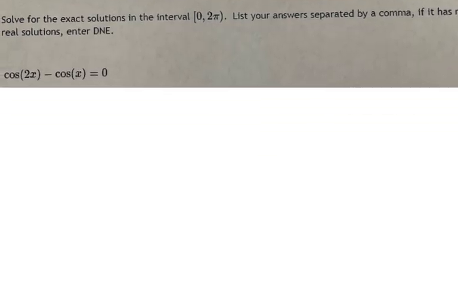Perfect. All right, let's look at this one. Solve for all exact solutions between 0 and 2 pi. List your answers separated by commas. If it has no solution, enter D and E. We're getting into, I could make a mistake at any point along here. I think I know what to do here. But I could go off the rails real fast.